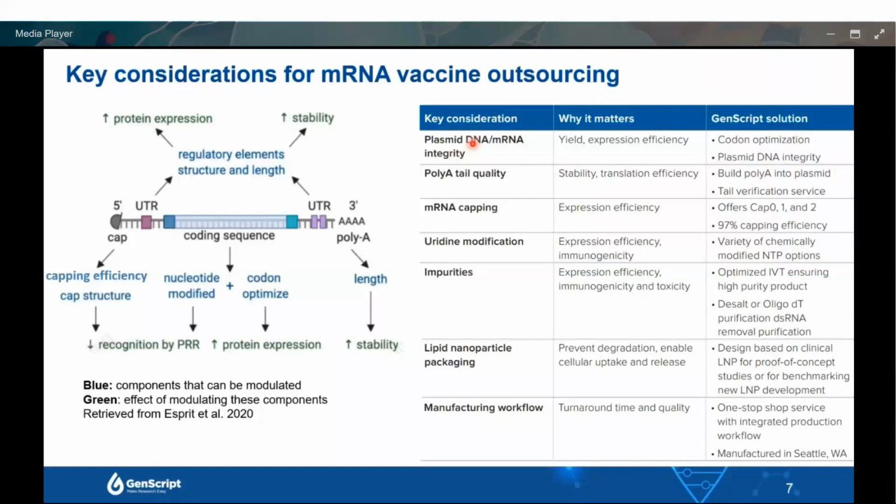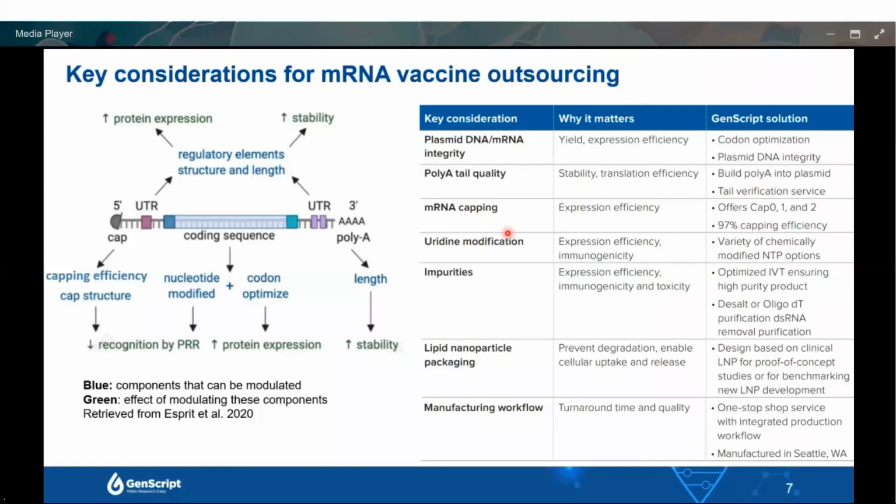These are also the key considerations when we try to find outsourcing. And GenScript has corresponding solutions to these considerations. For the template of the mRNA, which is the plasmid DNA, we have a plasmid DNA integrity guarantee. And for gene synthesis, we have the codon optimization process. For poly-A tail quality, our way is to build the poly-A into the plasmid.